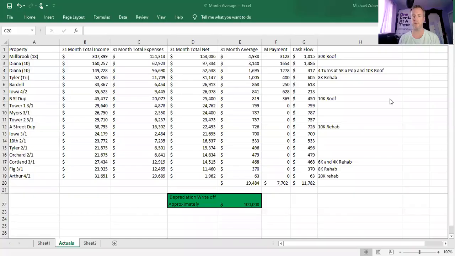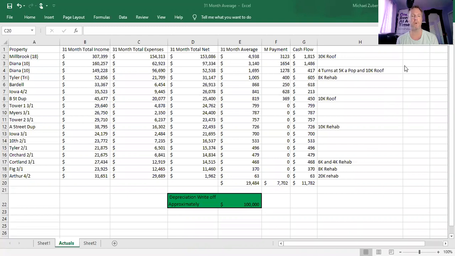So let me bring that up. It's only one sheet with different rows, and we will talk about it. Just to orient you to what is on this, we have the property street name on the left. I did add unit count just so you can see. The first one is 18, then the two on Diana are 10s. There's a tri, then there's a bunch of houses, and I think there's a couple of duplexes in there, A and B.